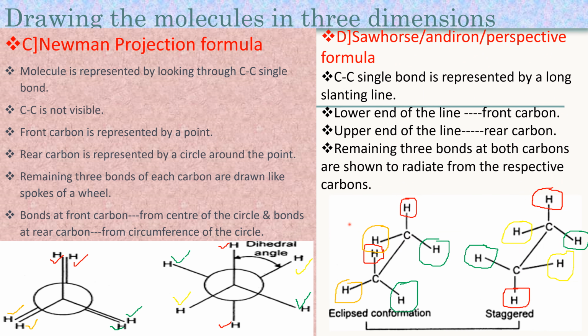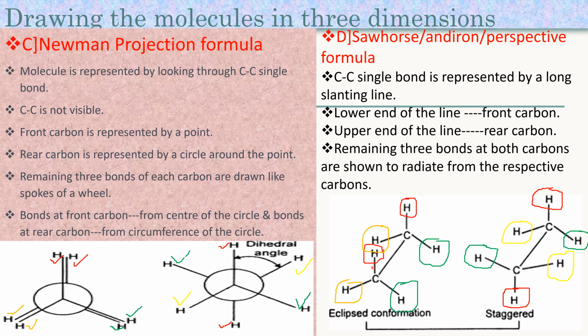The fourth way of representation is the Sawhorse or Anderon or perspective formula. It is called the Sawhorse formula or Anderon formula or perspective formula. In this case, the carbon-carbon single bond is represented by a long slanting line. Slanting line means a line which is not exactly vertical, also not horizontal, but in between vertical and horizontal. Slanting means tirpi line. So here the carbon-carbon single bond is shown by a long slanting line.